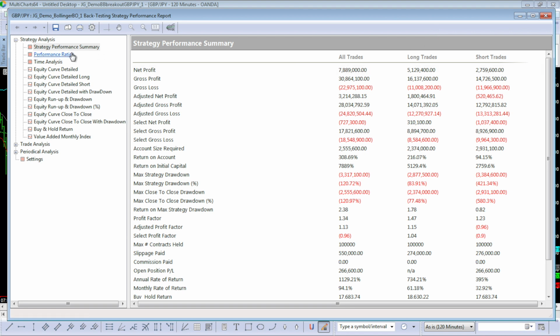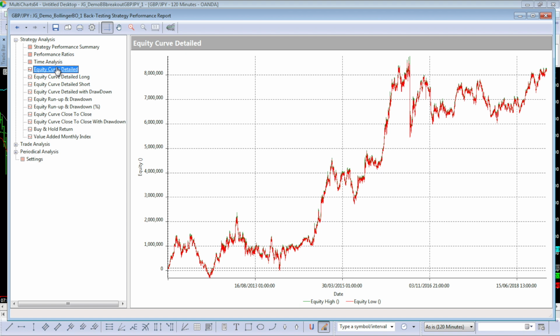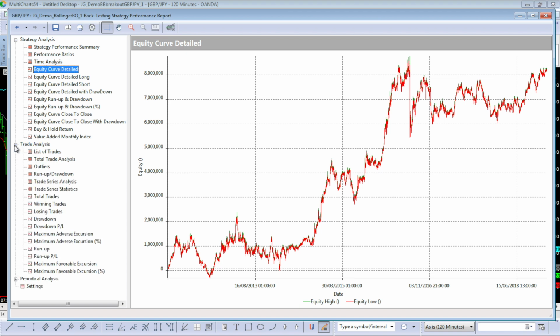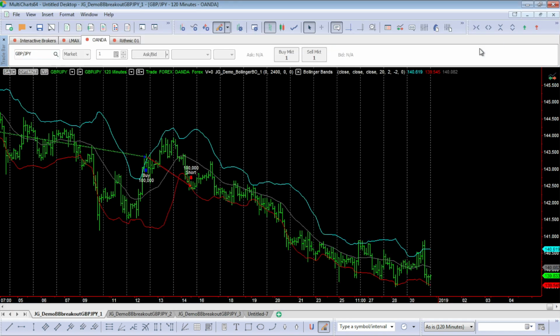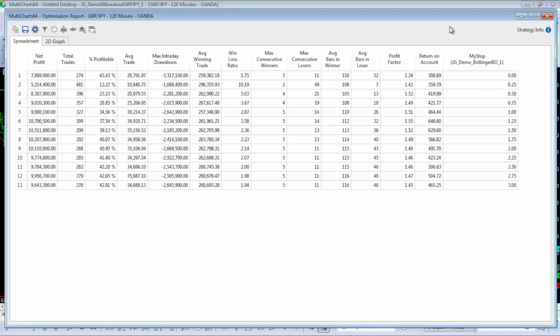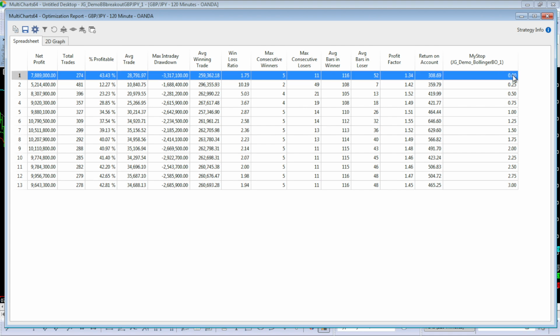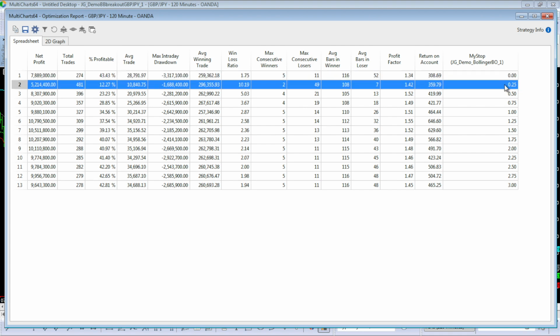Making 7.8 million yen. That's what the equity curve looks like. 274 trades. We've got an average trade of 28,000, which is a decent size, especially as we've already included some costs as well. So the first optimization I want to run is looking at the stop loss value. I've already run that. You can see here, this is my input, my stop loss. 0 uses no stop loss. 0.25, that's equivalent to 25 pips. So we've gone from 25 pips through to 300 pips.